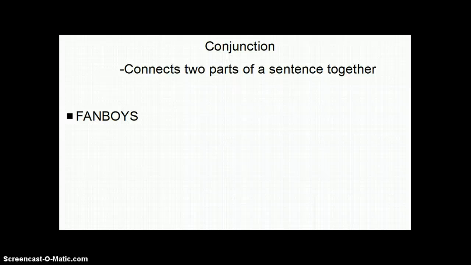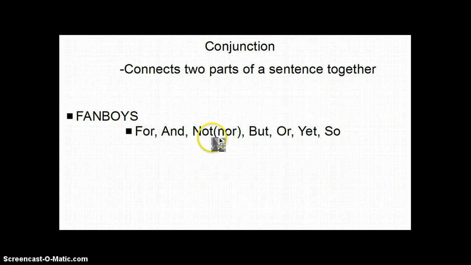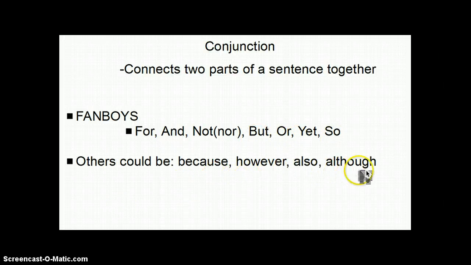Next we have conjunctions, which connect two parts of a sentence together. One way to remember most of them is FANBOYS: for, and, nor, or not, but, or, yet, so. Now there are some other ones, like because, however, although, also. Basically, if it's taking two separate parts of a sentence and combining them together using any of these words, it is a conjunction. Anytime you see the word and, it's a conjunction. It can't be anything else. Or for all of these words, it's the same thing.